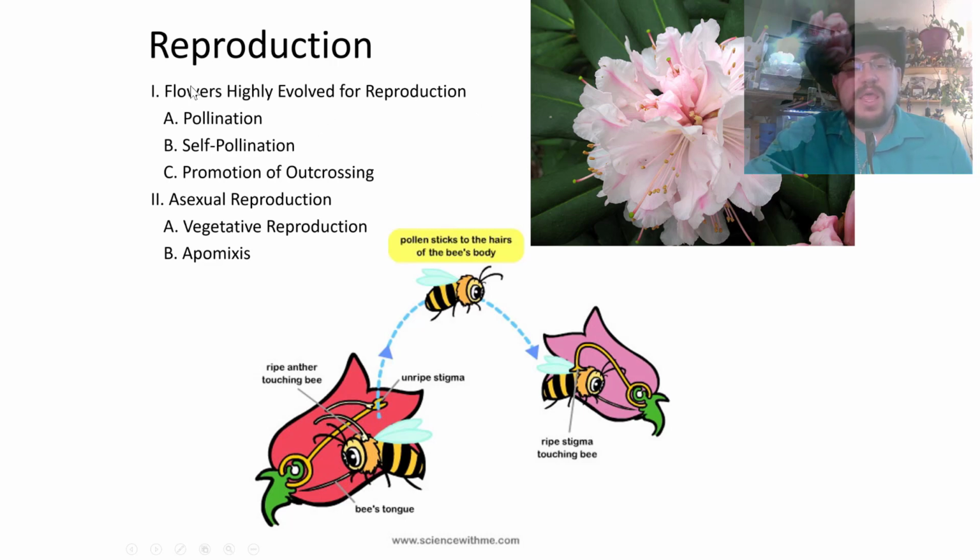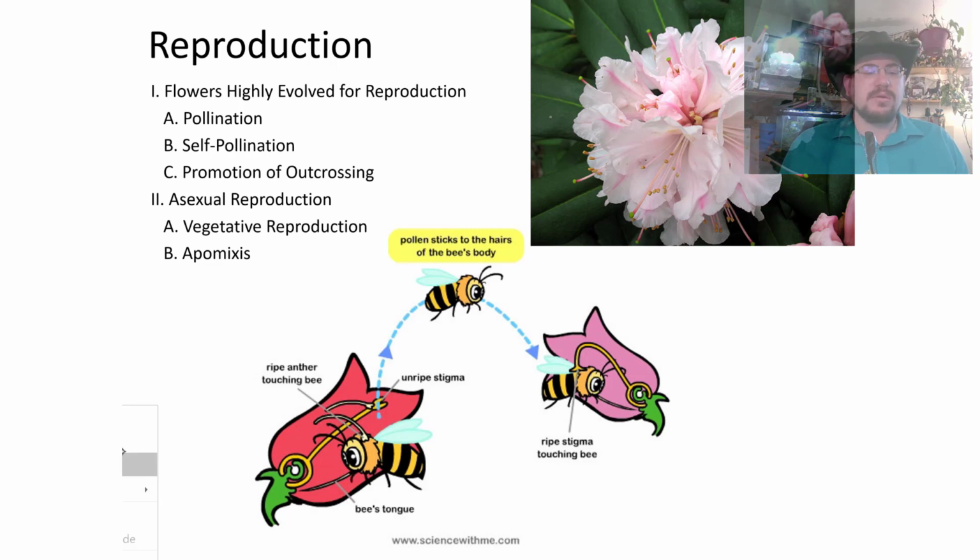Reproduction in flowers is all about coevolution with pollinators. So we'll talk about pollination and animal vectors. We'll talk about self-pollination, when it's good and when you want to promote outcrossing. And then we'll get into some of the other methods for reproduction that are not sexual. Right? So let's just get into it with pollination.